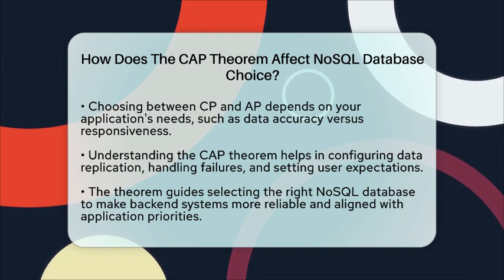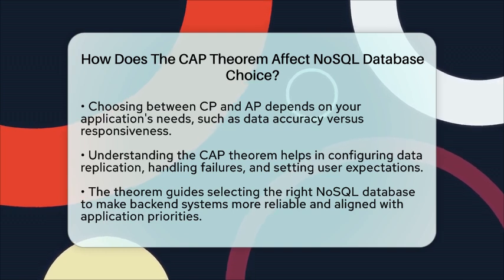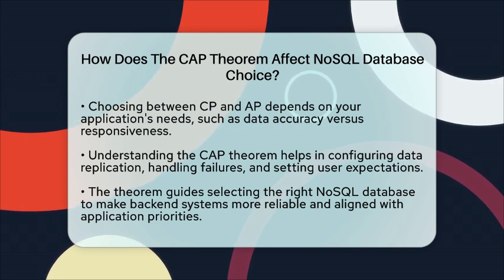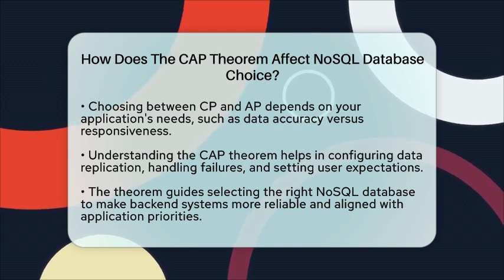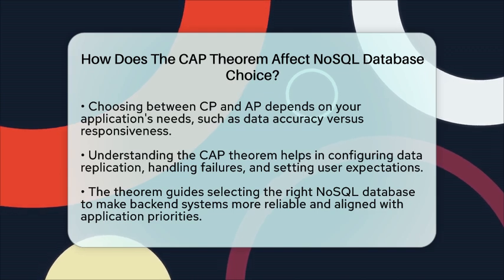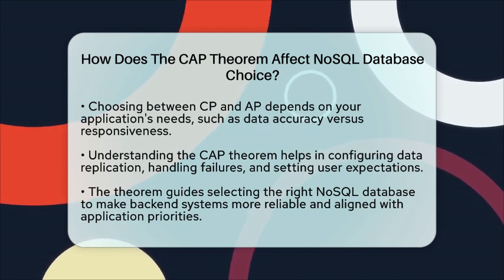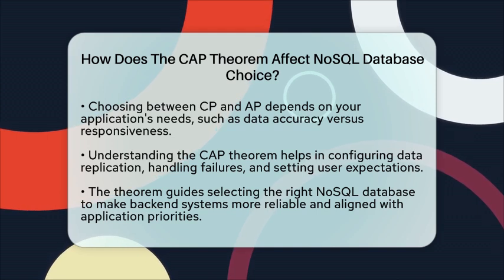In the end, the CAP theorem isn't just a technical rule. It's a tool to help you make smarter choices for your backend. Picking the right balance means your system will be more reliable and easier to develop. It's all about knowing what your app needs most and choosing the database that aligns with those needs.